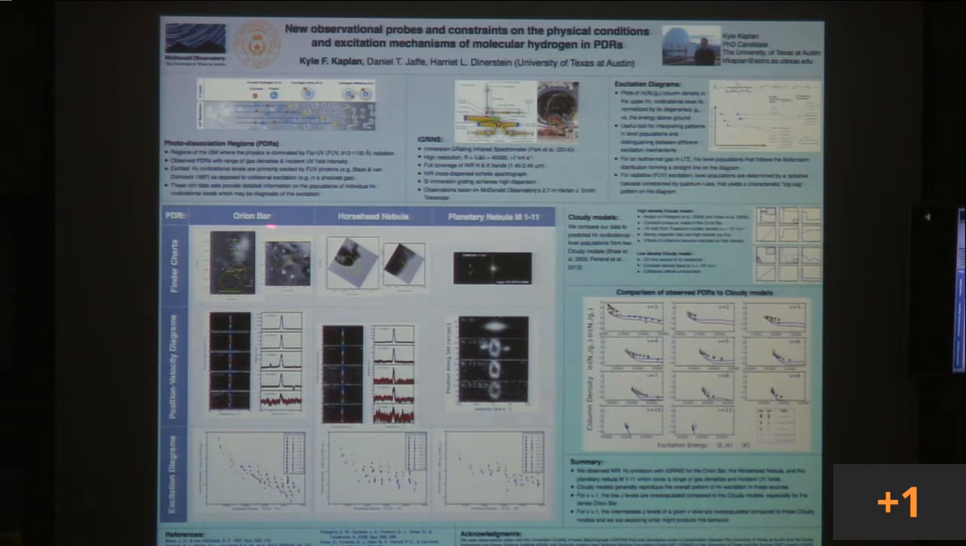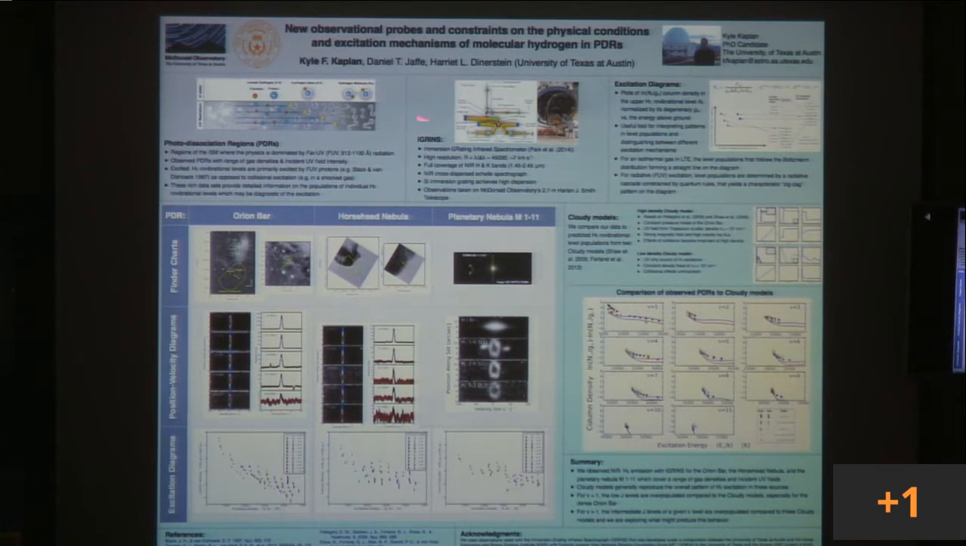Here are 3 examples on my poster: the Orion Bar, the Horsehead Nebula, and planetary nebula M1-11. I've observed many more, but these are 3 nice representative examples. By comparing to Cloudy models, the molecular hydrogen treatment in Cloudy, I can explore the types of excitation and microphysics within these PDRs using these molecular hydrogen lines.